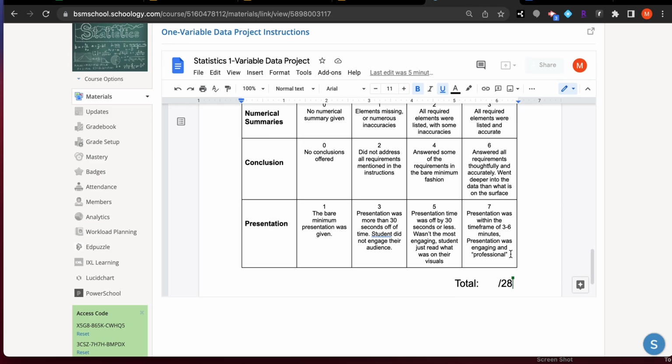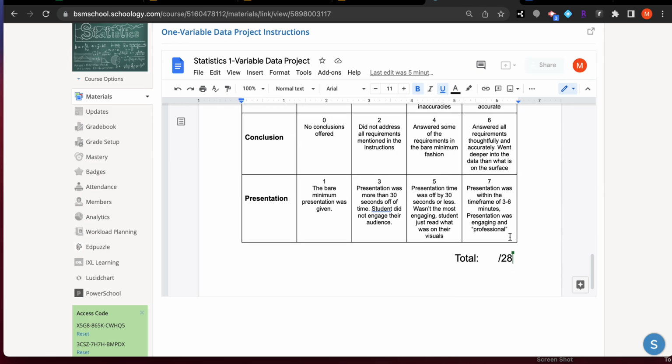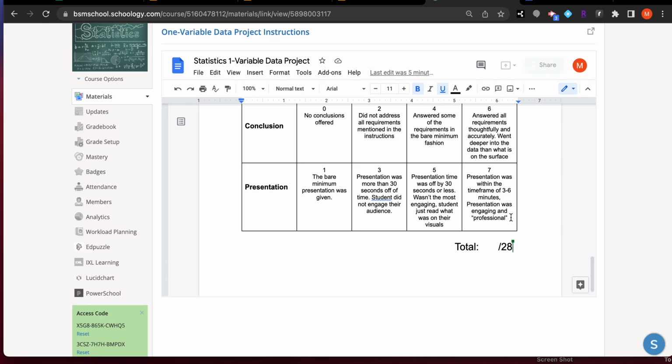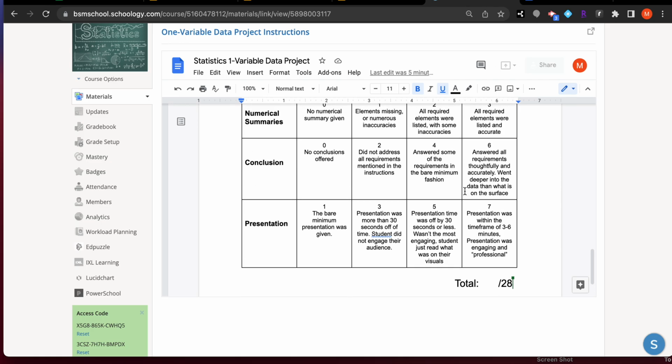So try to communicate with us your data. That's going to be a part of your grade. If you come up there super unprepared, that's going to impact your overall grade. It's a speech that you're giving, essentially, just talking through your data.